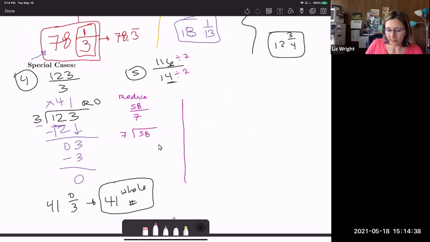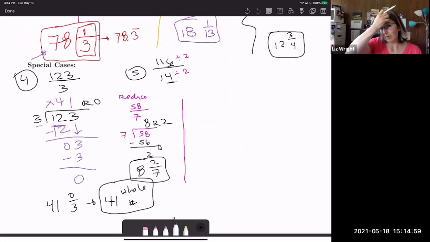And you're saying, well, how many times will 7 go into 58? And it should be 8 times because 7 times 8 is 56. And then you're going to get 2 left over. And there's your remainder of 2. And then we're going to have 8 and 2 7ths for your answer. So now let's do it like this. Let's do divide first and then reduce.